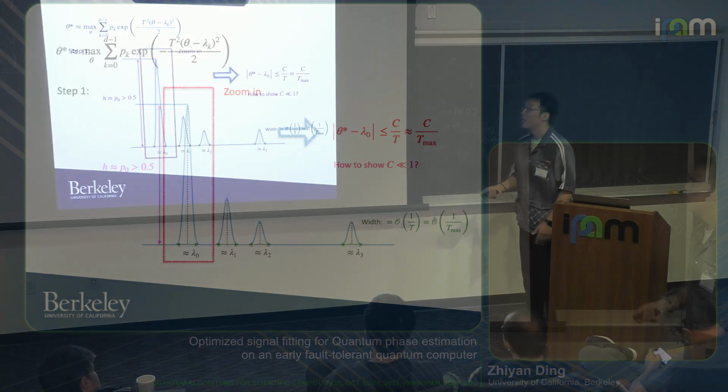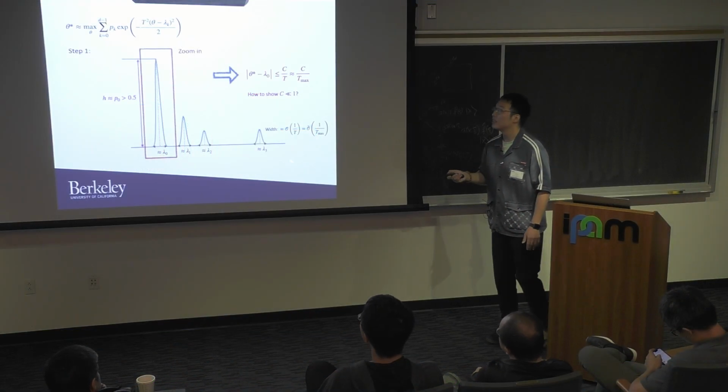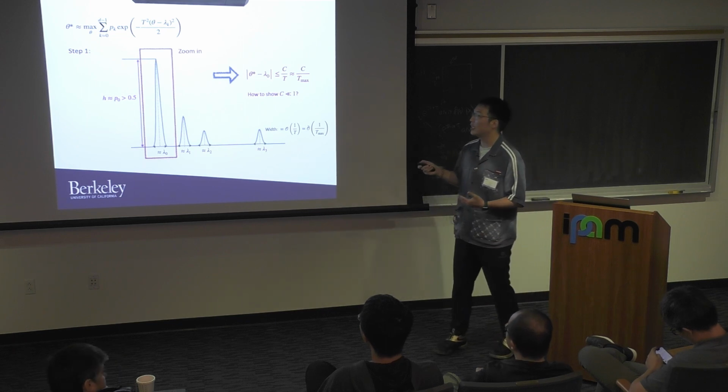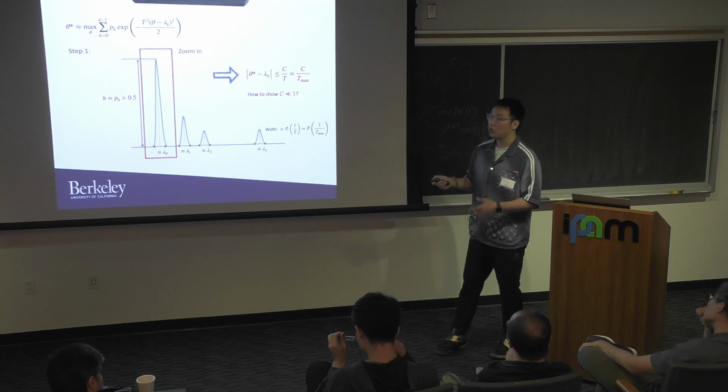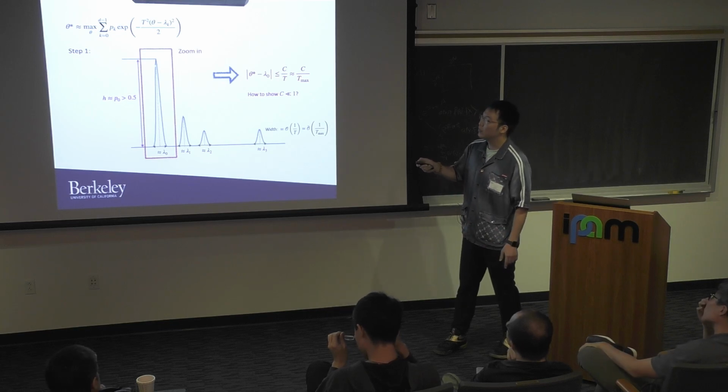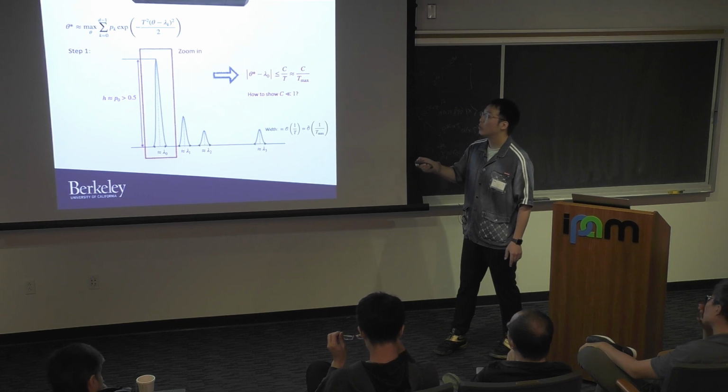Okay. So now I want to refine this constant c. How to show that this constant c is much smaller than 1? To do this, we need to zoom in on this highest peak and study closely what will happen when my p0 is closer to 1.